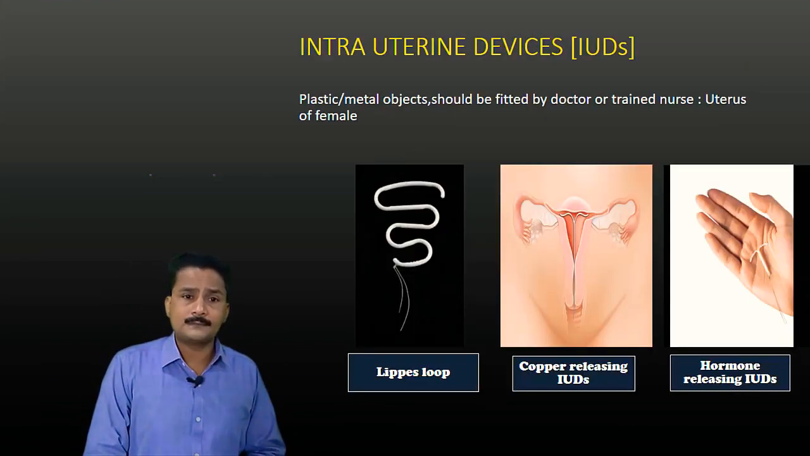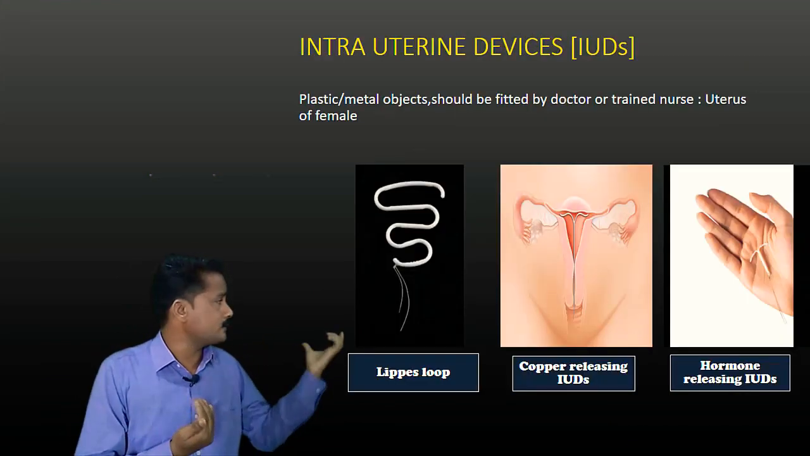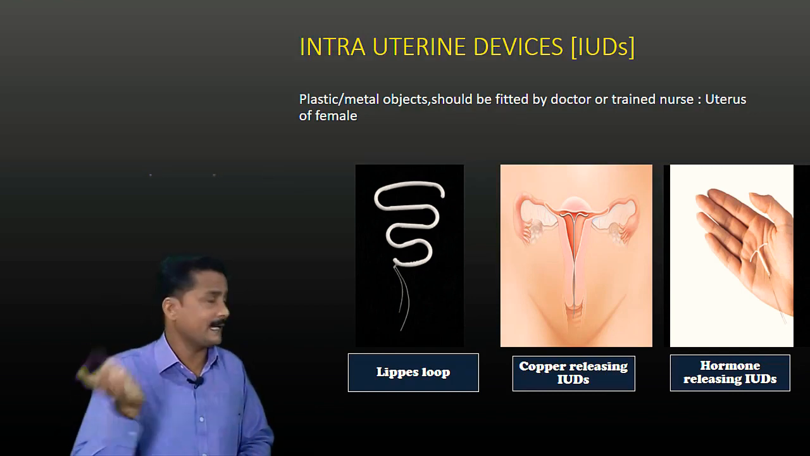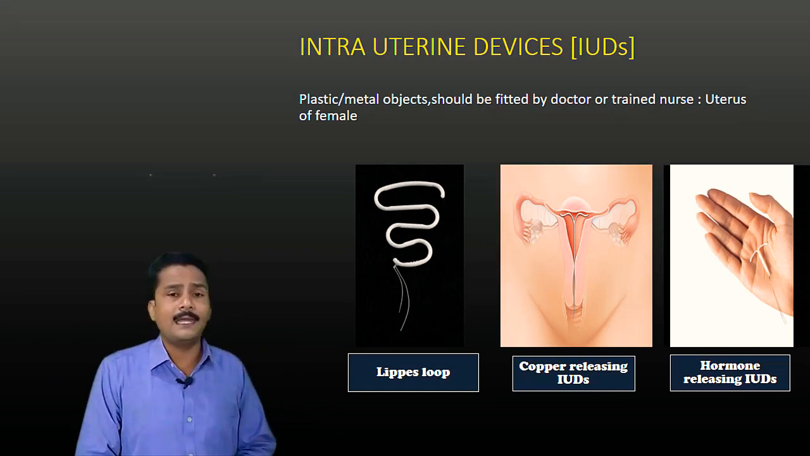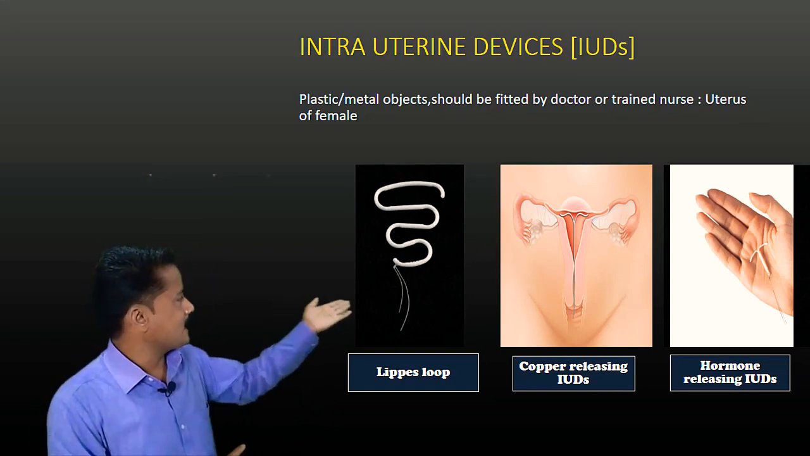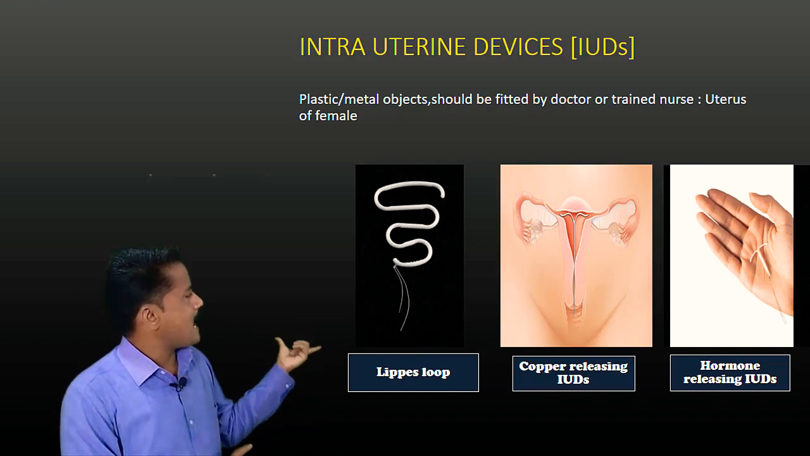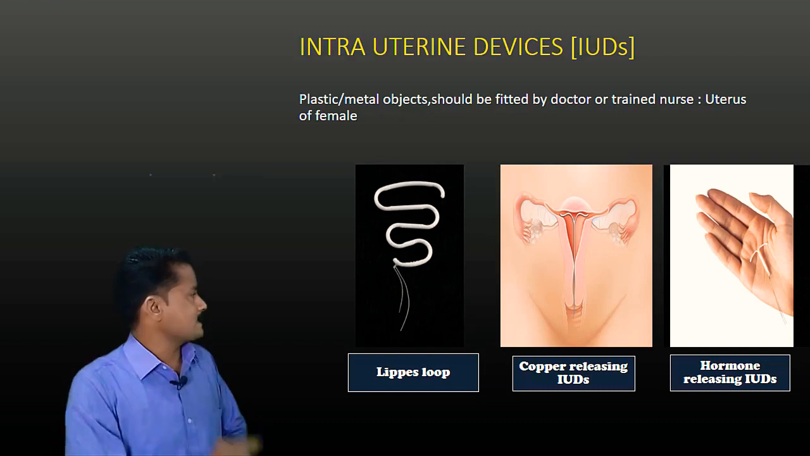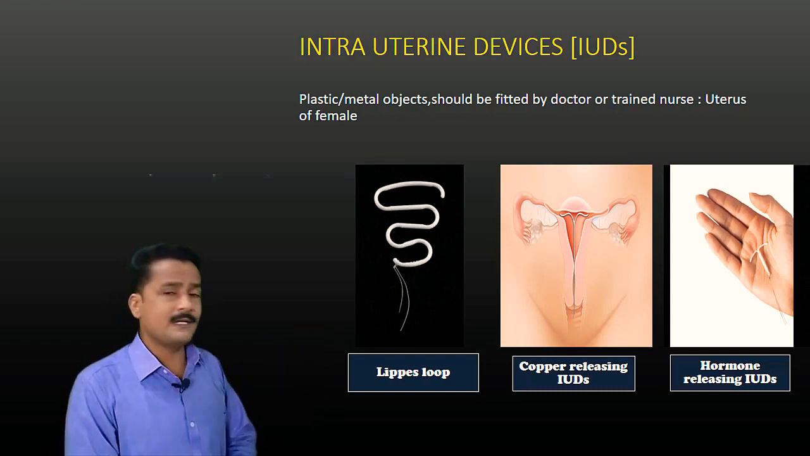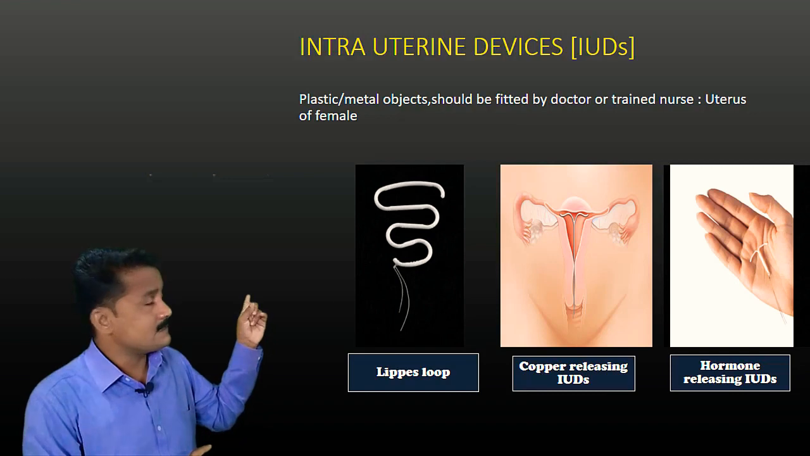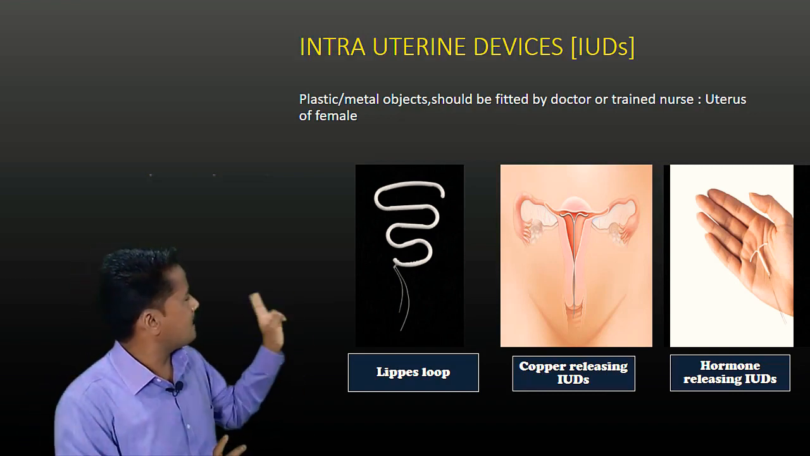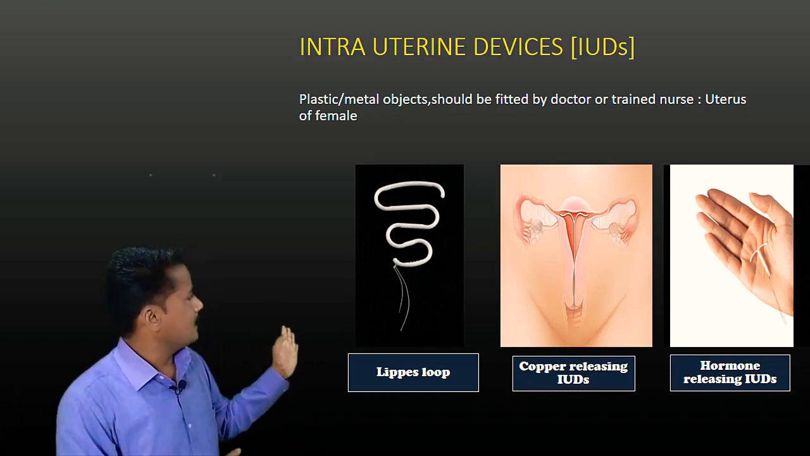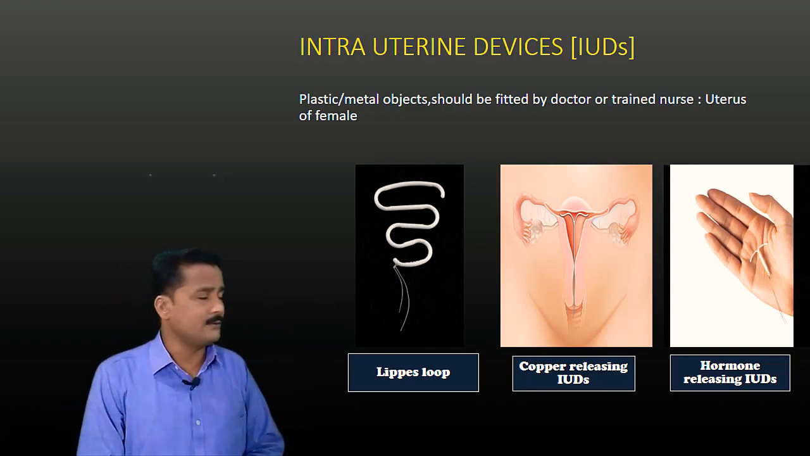The third method, or the third part we are going to study here, is related to the physiological and mechanical barriers, that is called the intrauterine devices. Intrauterine devices are abbreviated as IUDs. Here you have to remember three main parts. Which types of intrauterine devices are we going to study here? The first one is the Lippes loop, the second one is the copper releasing IUDs, and the third one is called the hormone releasing IUDs.